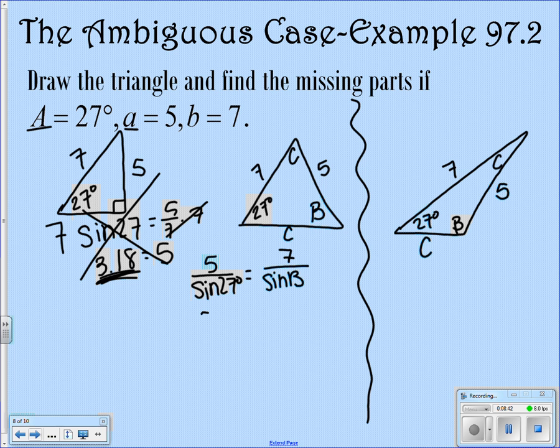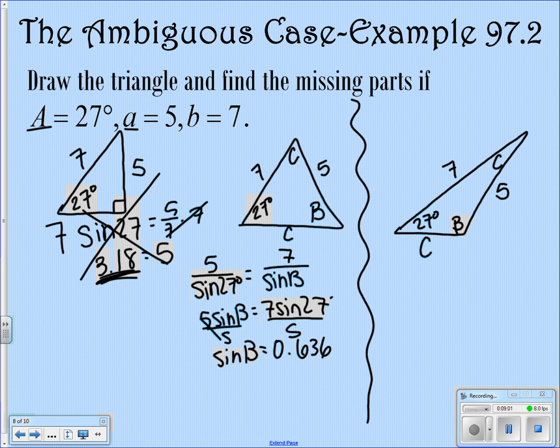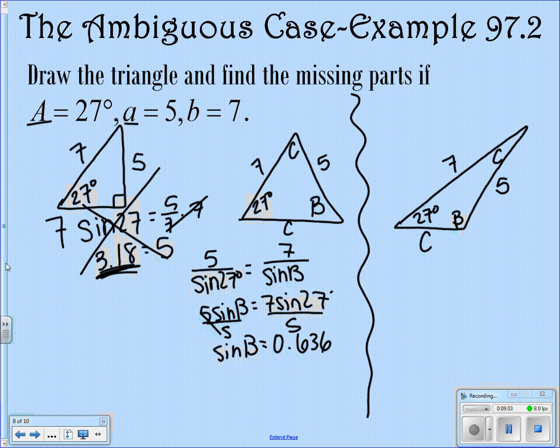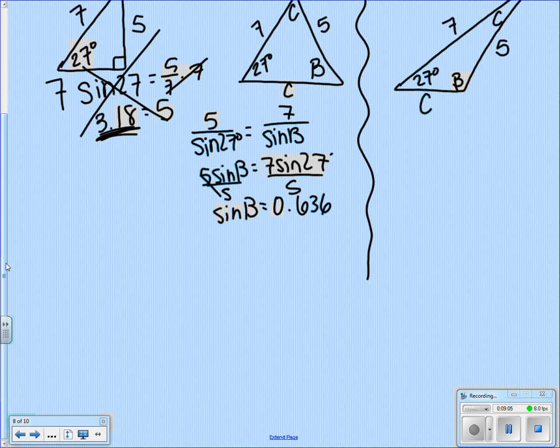So I have 5 sine of B equals 7 sine of 27. And then I can divide by 5. So the sine of angle B, you would do 7 sine of 27 divided by 5, and you should get 0.636 if you round it. And so then you do the sine inverse of that number. Make sure to use the whole number that your calculator gave you, remember? And so I get that it's 39.46.